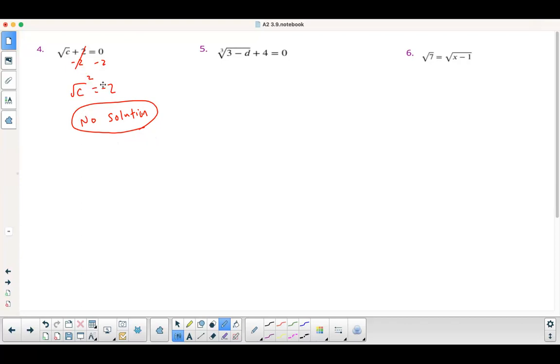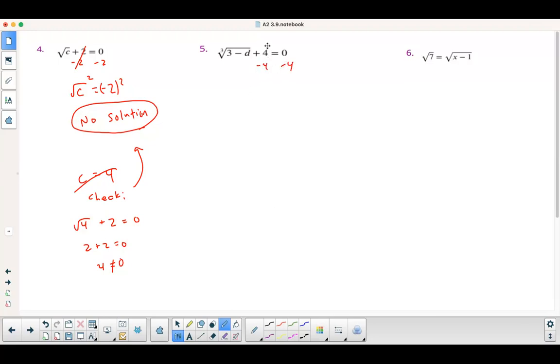You might have said, okay, I'm going to square both sides here, and you get c equals 4. But then if you go to check your answer, you might be able to catch it if you say square root of 4 plus 2 equals 0. You will realize that that is not accurate. So you would probably have to throw it out, and then you'd get to no solution. Okay?